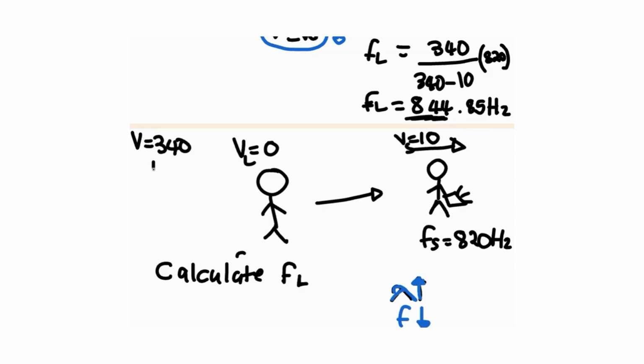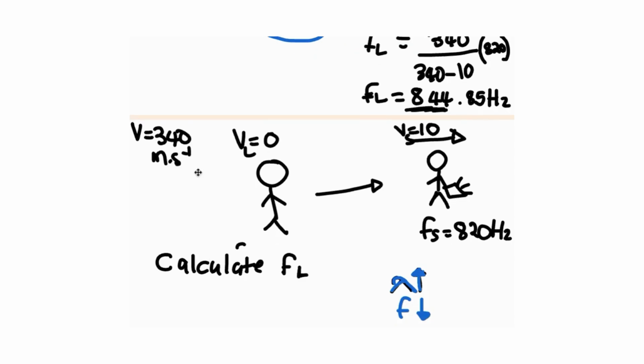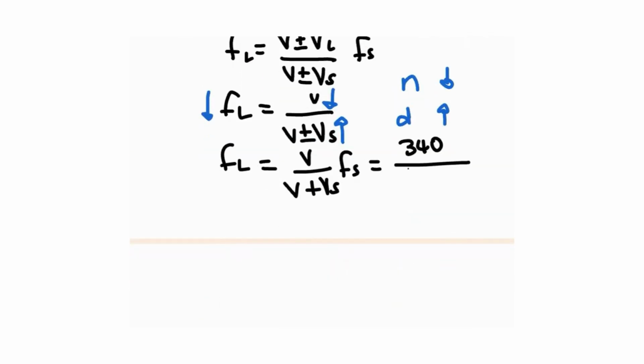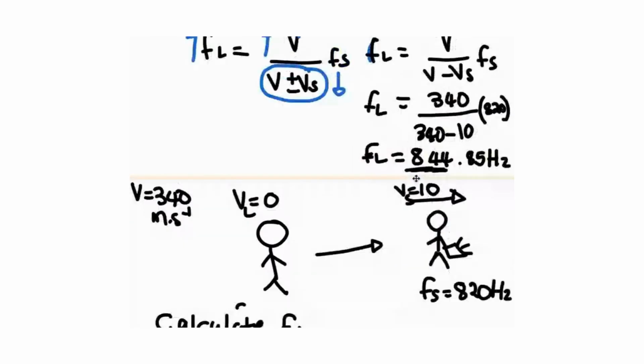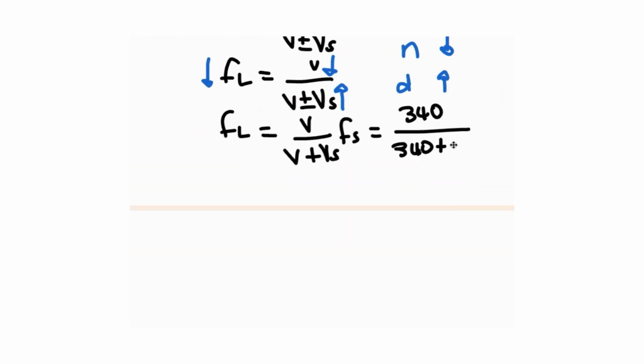Forgive me guys for keep on saying velocity. It should actually be speed. So 340 plus 10 times 820. So let us check it out.